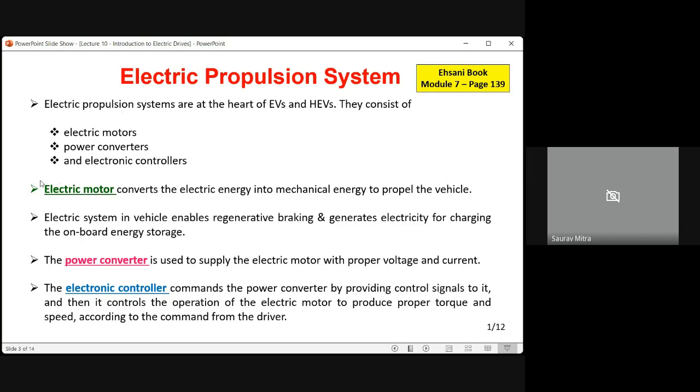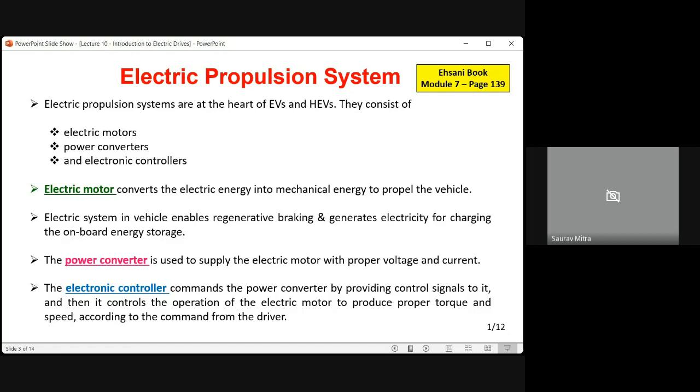Whenever we are saying electric propulsion system, in case of electric vehicle, they are the heart of the EVs or HEVs. There are three things you should remember. This can be asked as a short question. So there are mainly three parts of an electric propulsion system. First one is electric motor. Second one is a power converter, which falls in the domain of power electronics. And third one is electronic controller.